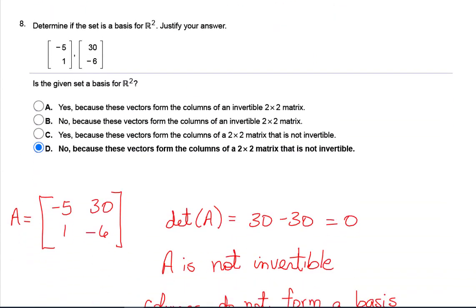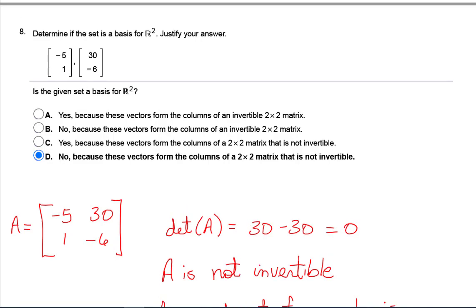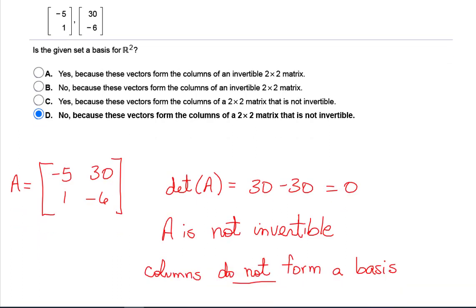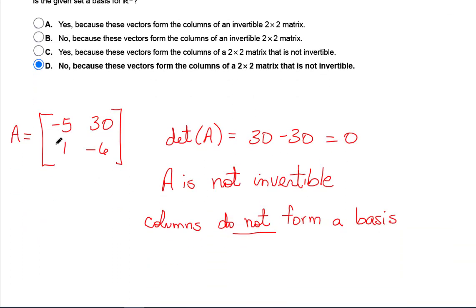In question 8, same question. Can these two vectors form a basis for R2? You might be thinking, well, doesn't R2 already have a basis, E1 and E2? Yes, but a space can have different bases. So let's see. Here's A. I calculate the determinant again, so that's 30 minus 30. The determinant is 0, so A is not invertible. So the columns of matrix A do not form a basis for R2.